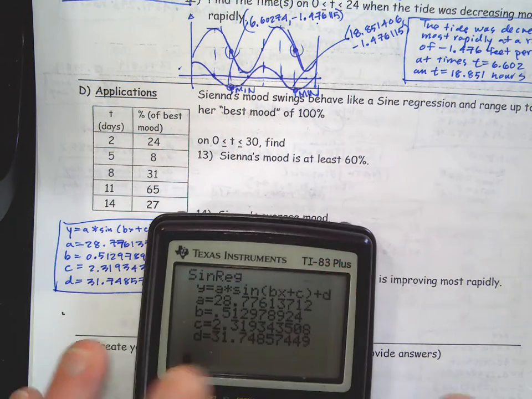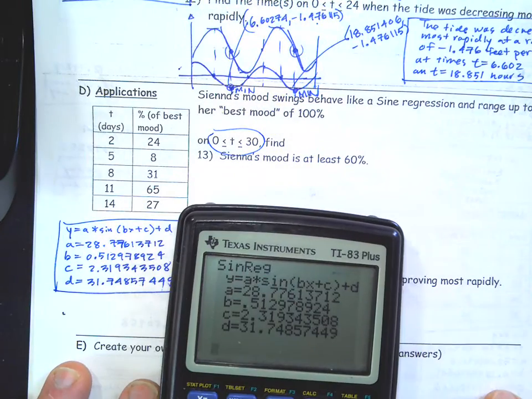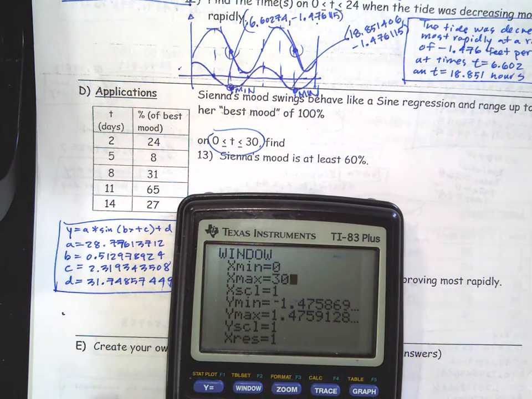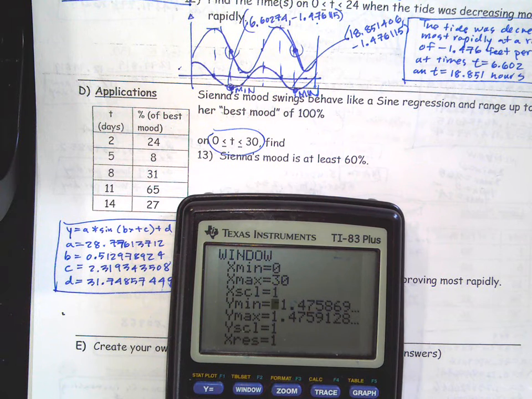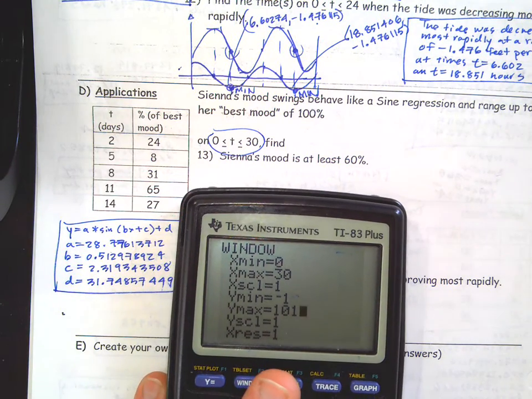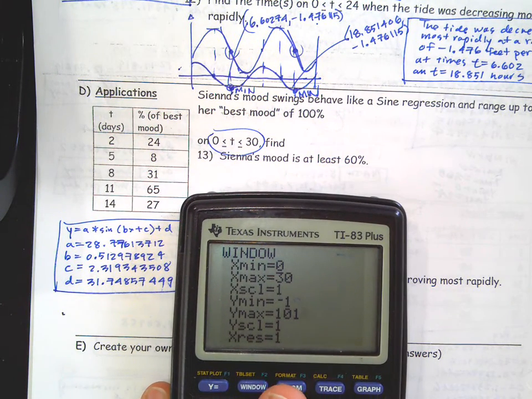Okay, now they give you a domain here that says days. So we're going to go to window. We're going to say 0 to 30. I guess we're thinking -1 to 101 if it's between 0 and 100%, maybe, potentially. Maybe she never gets to 100% happy or 0% happy. Let's graph it. Make sure you're in rating mode.